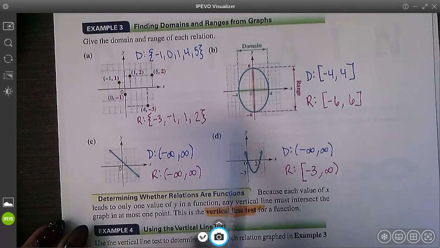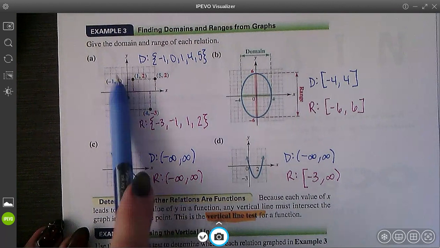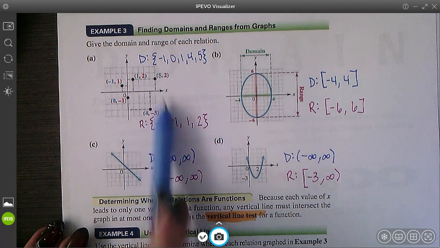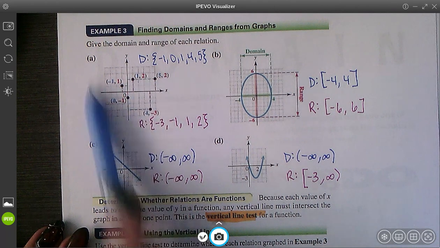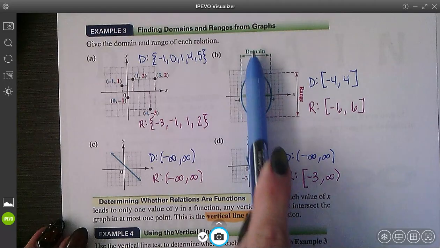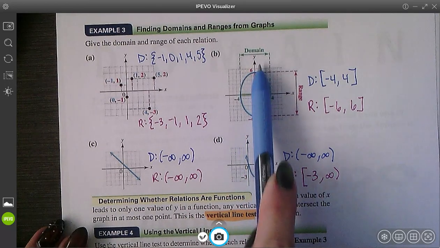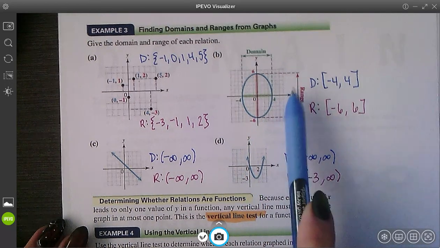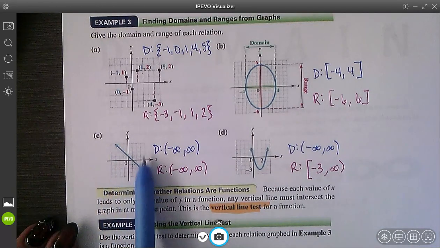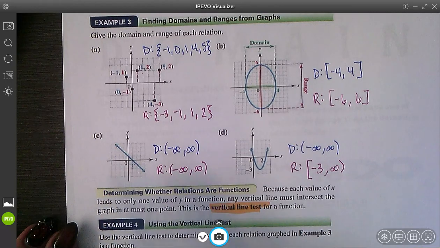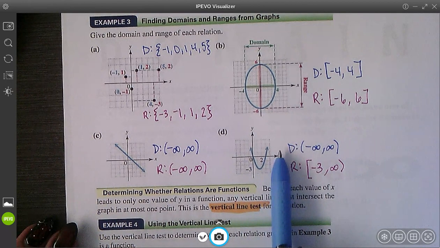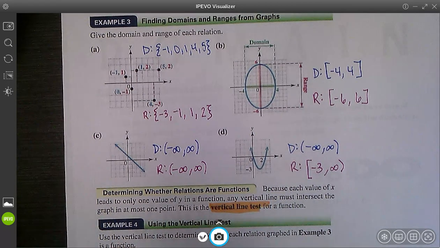Well, let's look at these ones up here first. Is this first one a function? Do I have any vertical lines that would run into more than one dot? I don't, so this one's a function. What about B? If I draw a vertical line, that vertical line is going to cross the graph more than one time, so this one's not a function. Letter C, vertical lines only cross the graph one time. This one's a function. And D, vertical lines only cross the graph one time, so this one's a function.